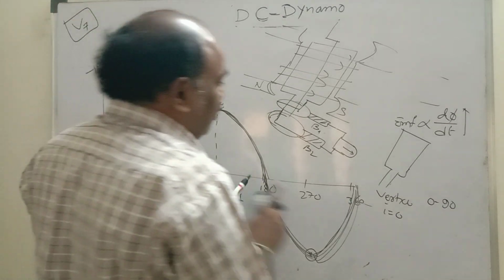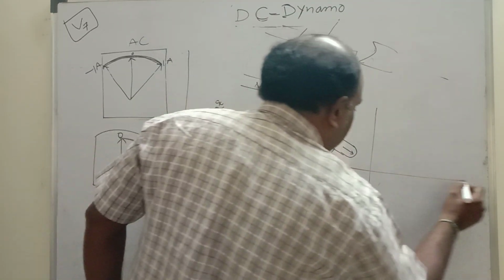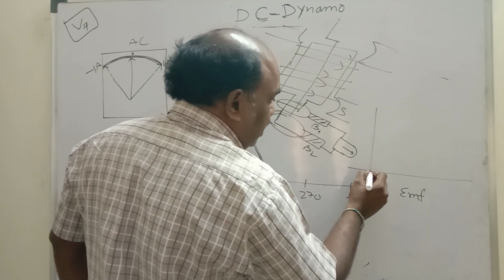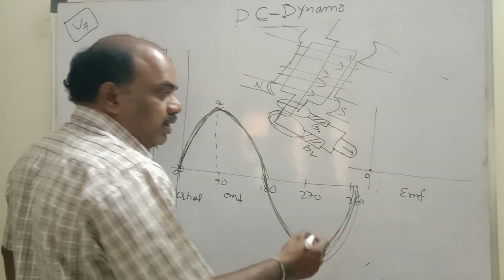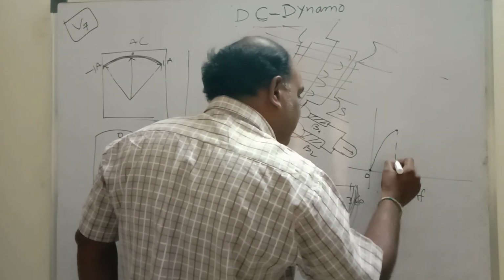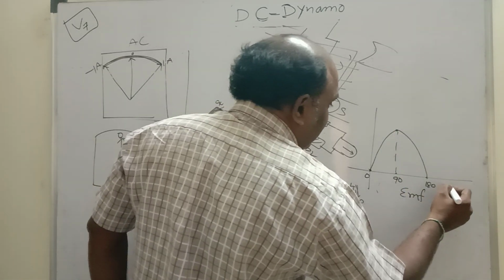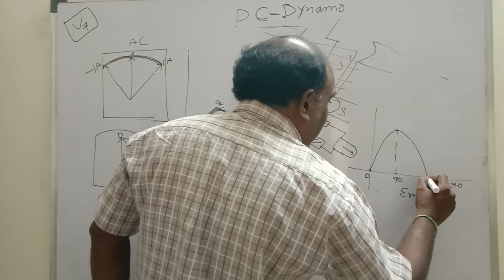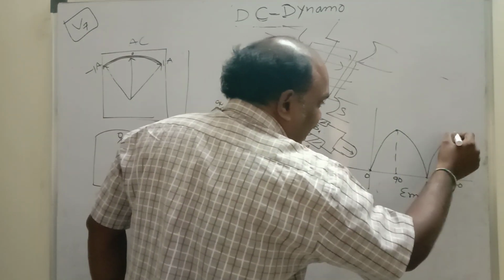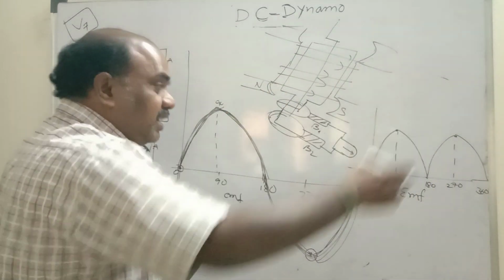What is the direction of the graph? We will see. See here, this is the induced EMF. This is the rotation. Whenever it is in vertical mode, induced EMF is 0. 0 to 90 degrees, what will happen? Maximum. 90 to 180 degrees, what will happen? Minimum. 180 to 270 maximum, again 270 to 360 minimum. Like this, only in one direction it happens.